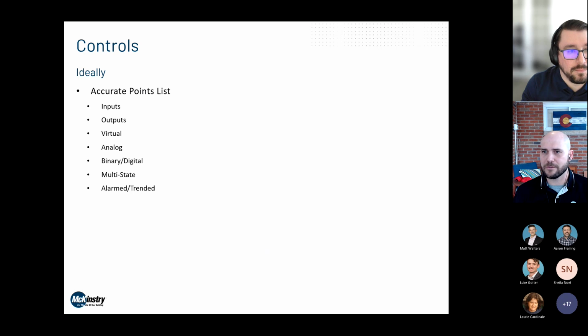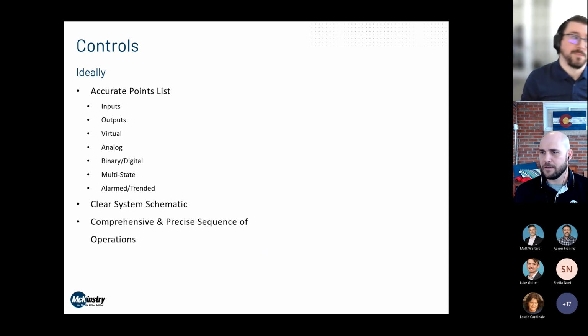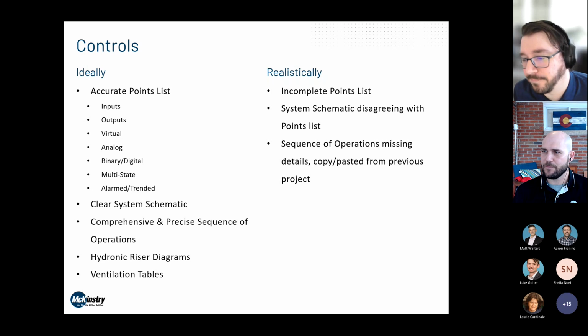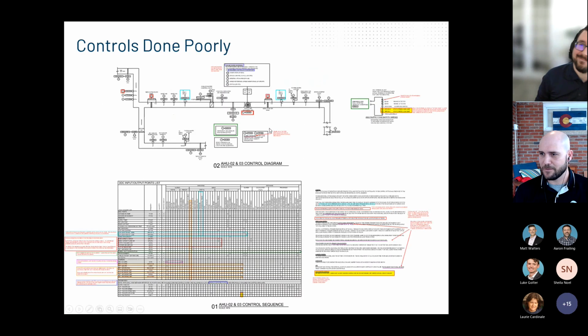Controls. This is an ideal scenario versus what happens in reality. I've got an example that Bob Bailou put together for us. He made tons of notes here, but a couple things to highlight are just disagreements between the points list, the system schematic, and the sequence of operation narrative. I'd be happy to send out this PDF to anybody who wants to see it, but this is a bad one, but it's not unique. So making sure that there's consistency between all 3 elements is really key.